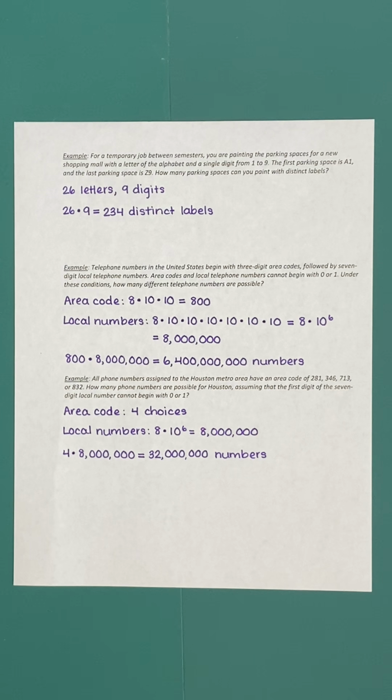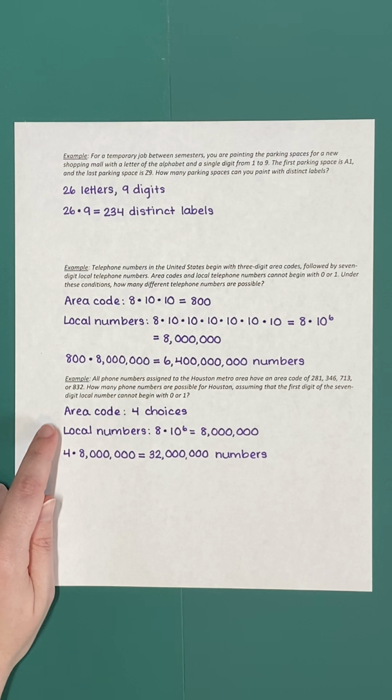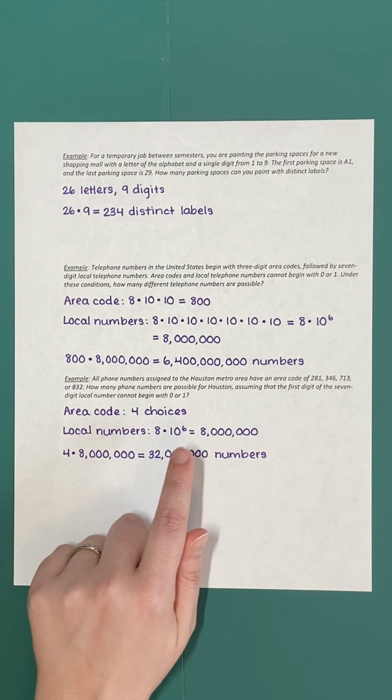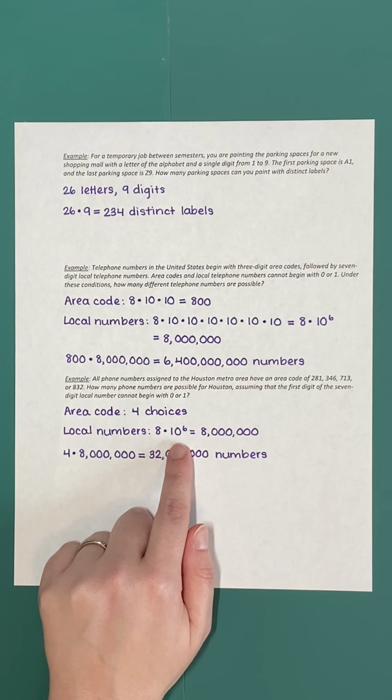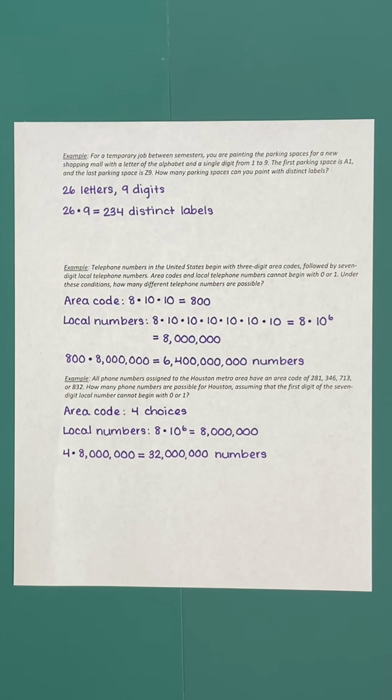Okay, so what's the same, what's different? The way we choose a local number is going to be the same. So we still choose from 8 digits for the first number, and then we can choose from all 10 digits for the last 6 numbers. So then the way we can choose local numbers, there's still going to be 8 million ways to choose a local number. Now what changes here is how we're choosing an area code.